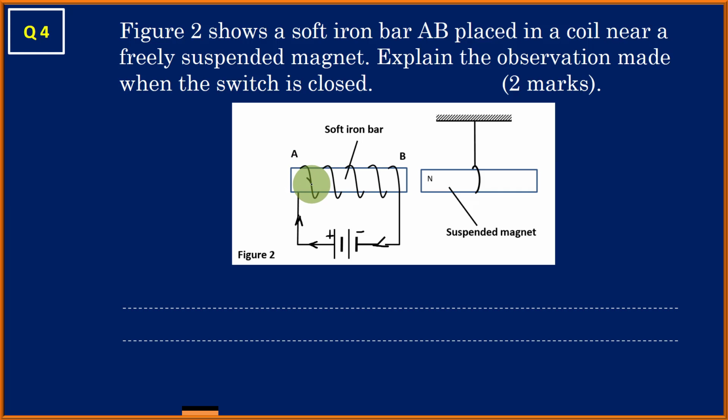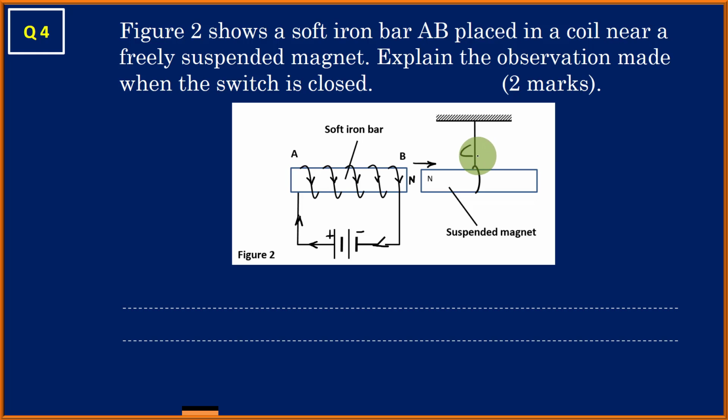When it comes here, the direction of the arrow in the coil or current in the coil would appear as shown, and we can use the right hand grip rule to identify this to be the north pole. So a north pole will be created at this point, and that is why there is a repulsion between the north pole, which is created at end B of the electromagnet, and the north pole of the suspended magnet. So this pole will be pushed away, so repulsion is going to take place.